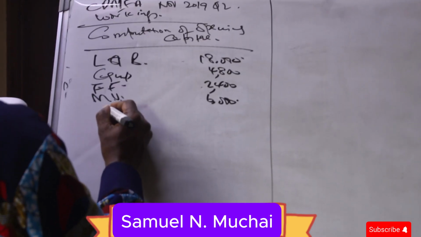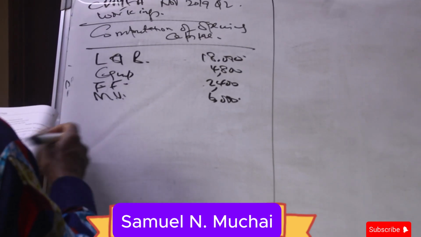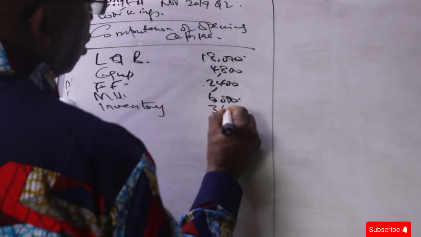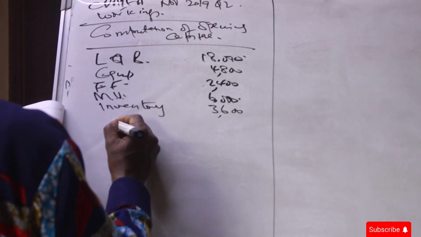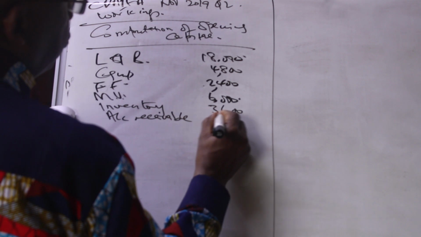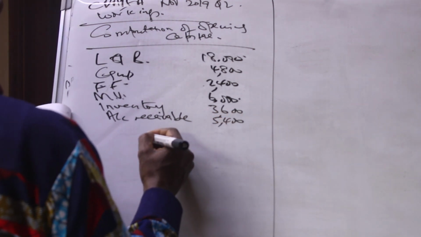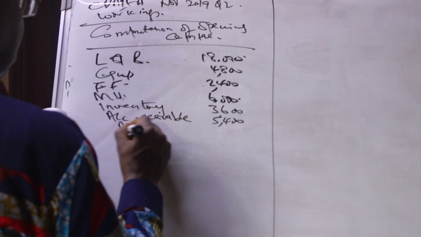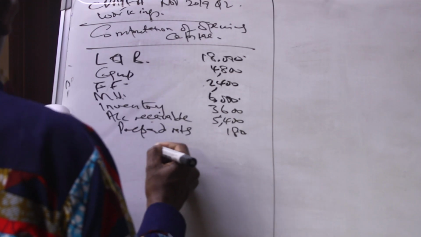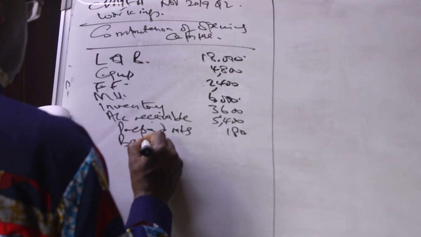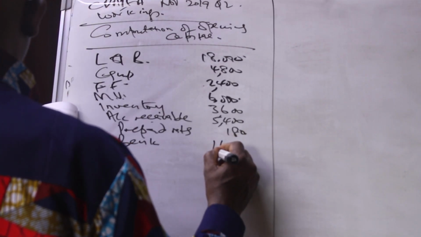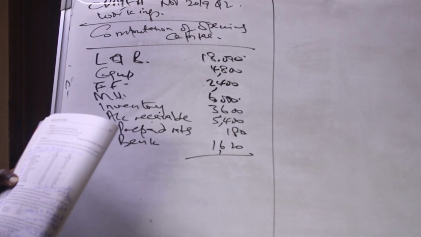Inventory is 3,600. Accounts receivable, 5,400. Prepaid rates, 180. Bank, 1,620. So you get the total assets.